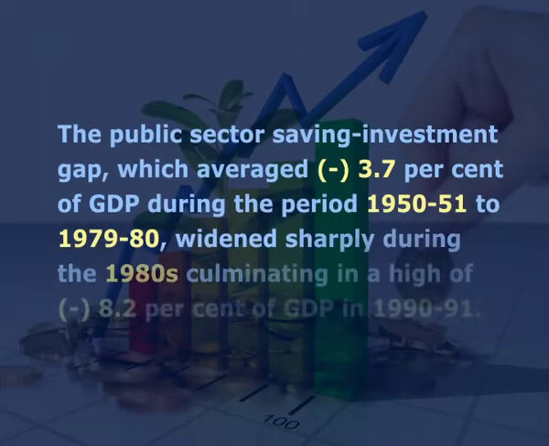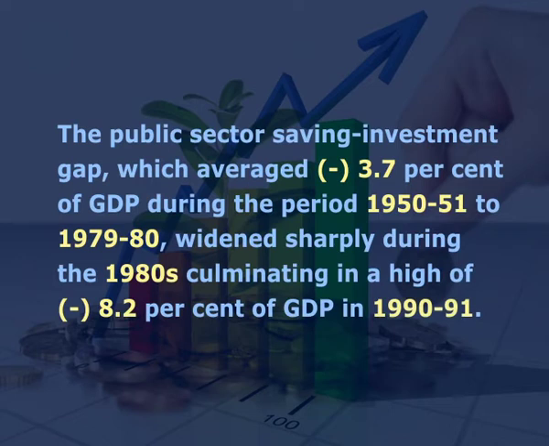The long-term upward trends in savings and investments have, however, been interspersed with phases of stagnation. In particular, during the 1980s, the inability of the government revenues to keep pace with the growing expenditure resulted in widening of the overall resource gap. Accordingly, the public sector saving investment gap, which averaged negative 3.7% of GDP during the period 1950-51 to 1979-80, widened sharply during the 1980s, culminating in a high of negative 8.2% of GDP in 1990 and 1991. The resultant higher borrowing requirements of the public sector led the government to tap financial surpluses of the household sector through enhanced statutory pre-emptions from financial intermediaries at below market clearing interest rates.